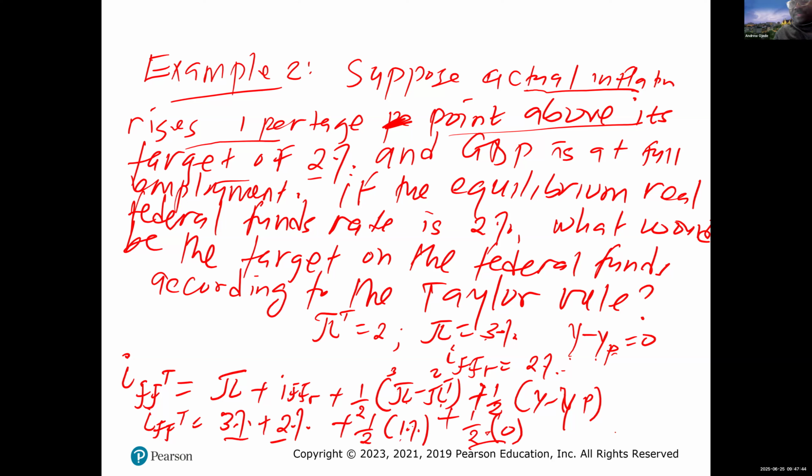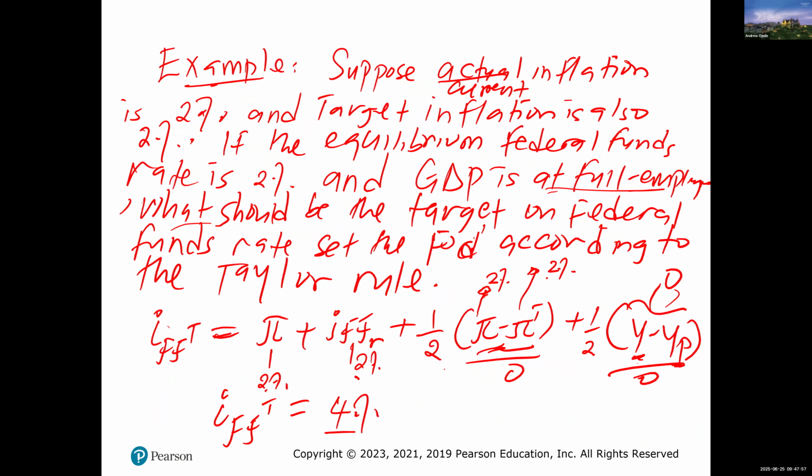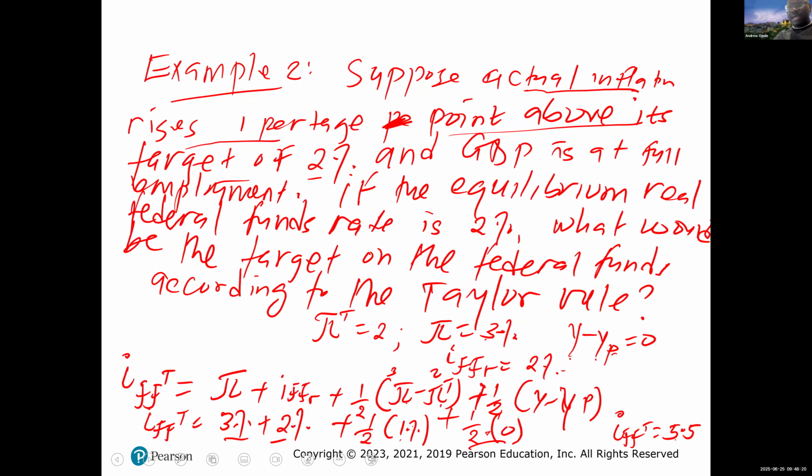So according to Taylor, if inflation rises just 1 percentage point above target, we should raise the federal funds rate. Remember the previous case when inflation was at its target and GDP was at full employment, the Fed should set the federal funds rate at 4%. But according to Taylor, if inflation just rises 1 percentage point above its target, then the Fed should raise the federal funds rate by 1.5%, or 150 basis points, from 4% to 5.5%.